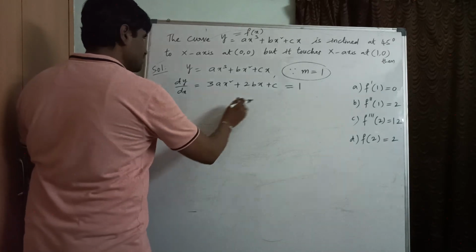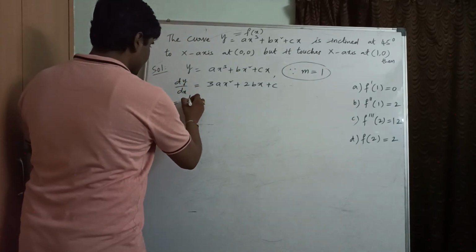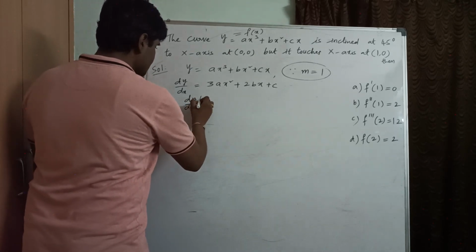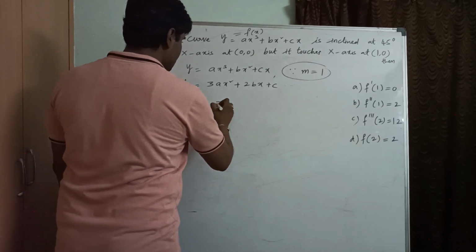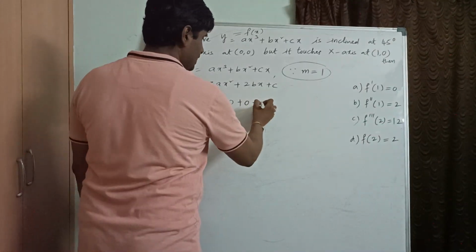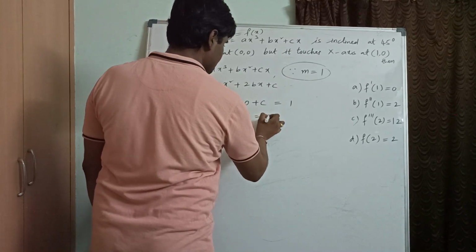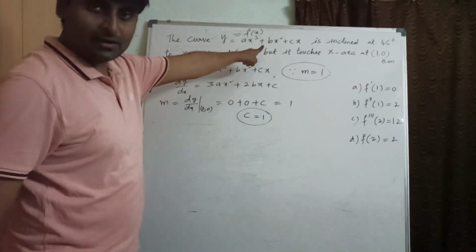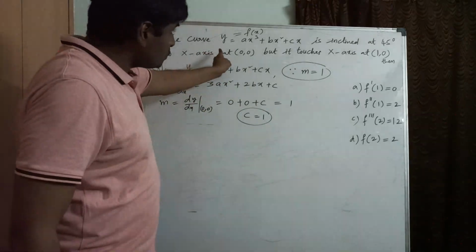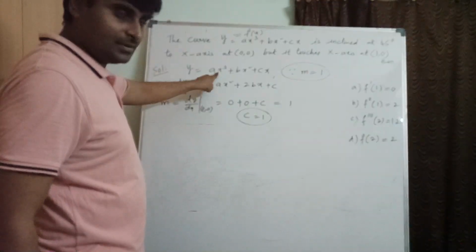So now let me substitute 0, 0 here. Dy by dx at 0, 0. When you substitute 0, 0, we get 0 plus 0 plus c. What is the slope here? 1. So c equals 1 from this. So finally we got one constant value. Clear? It also touches 1, 0. Right? 1, 0 lies on this curve. Okay.